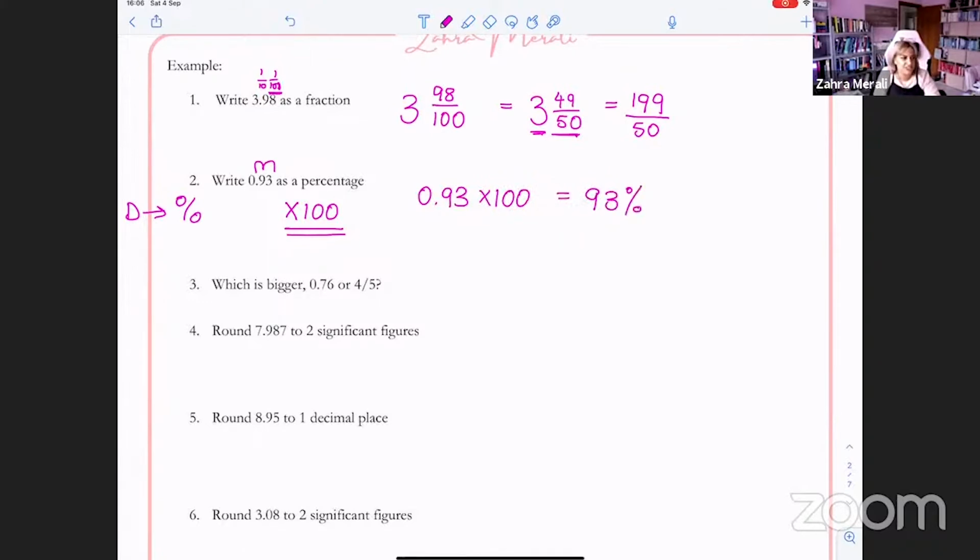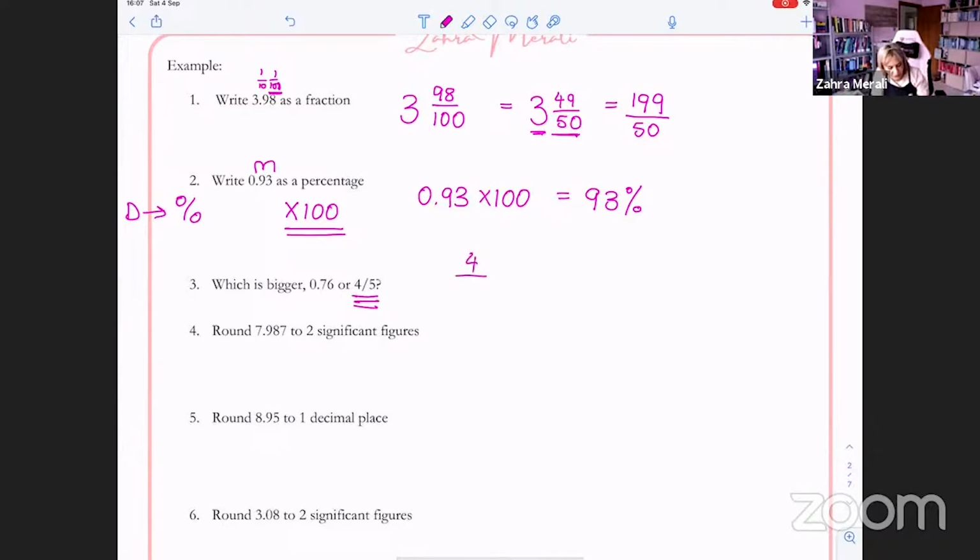Okay, we've got which is bigger, 0.76 or 4/5. Now we want them in the same form to be able to compare them. I would either change them both into decimals, or change the 0.76 into a fraction. Decimals are easier because you can see the numbers. You can see the tenths and the hundredths and the thousandths. So let's take 4/5 and change it into a decimal.